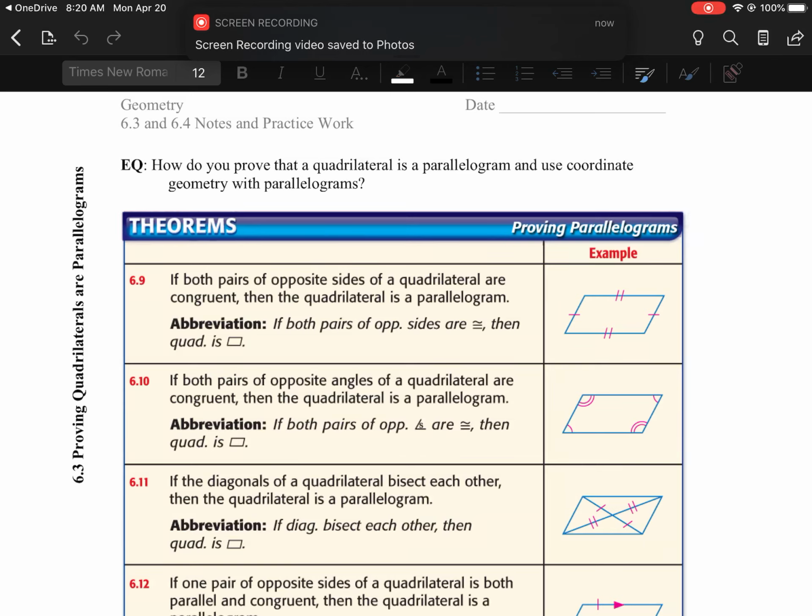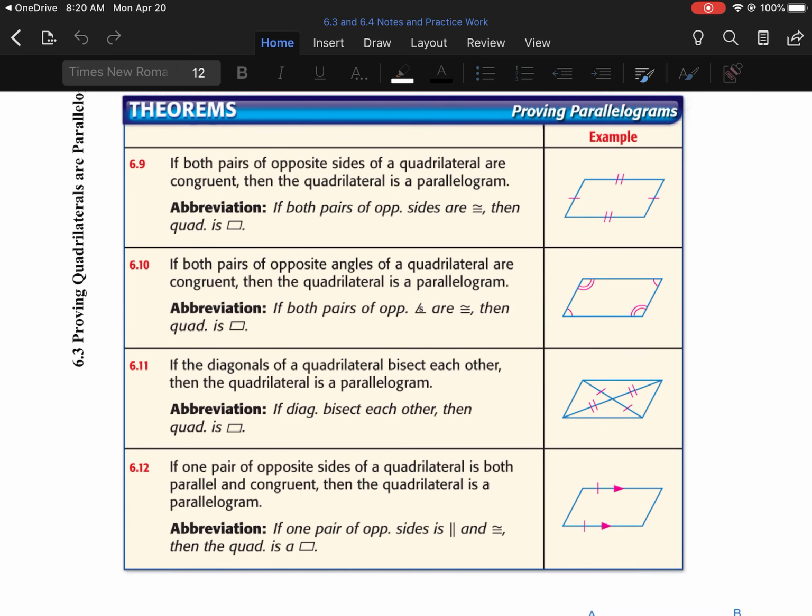Okay, today we are going to learn how to prove that quadrilaterals are parallelograms, and there's a couple different ways to do that. So let's go over and review some of the facts we know about parallelograms, because those are what we're going to use to prove that quadrilaterals are parallelograms. If we know that both pairs of opposite sides are congruent, then we know it's a parallelogram.